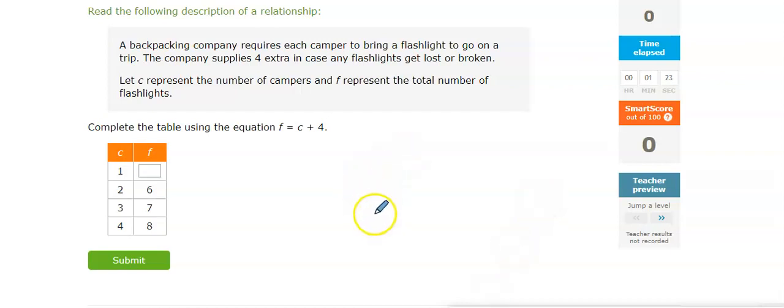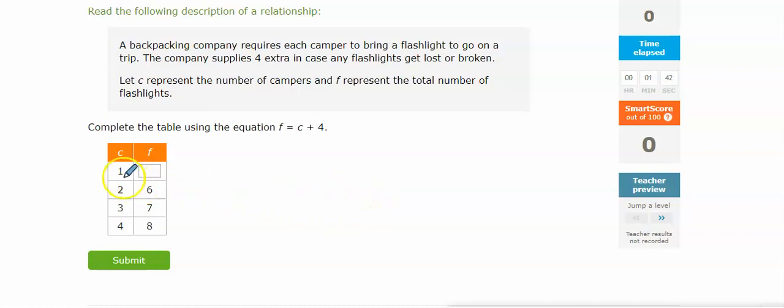So this is like what we were doing earlier in the U section. We were just plugging in a number, and we're looking for this number right here, this blank. But we know that F equals C plus 4. That's our function. This is a simple function.